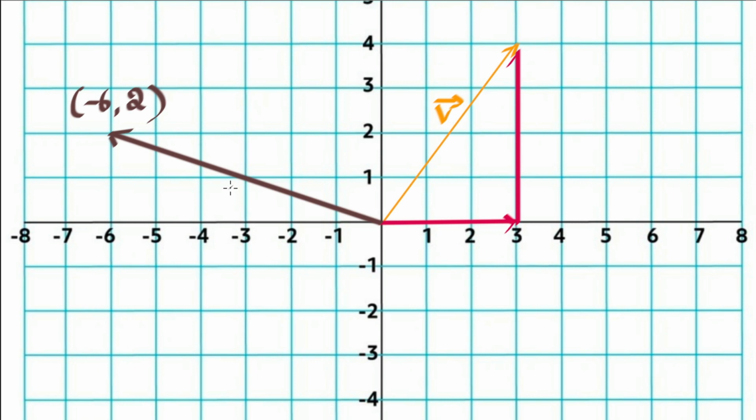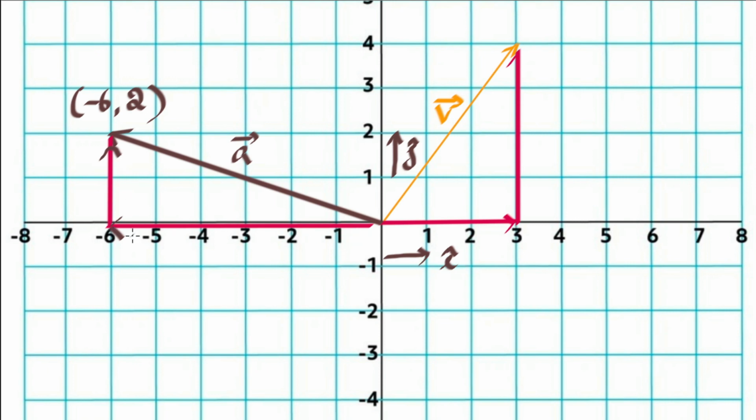Can I write this vector in terms of i cap and j cap? Remember, i cap is a unit vector pointing in that direction, and j cap is a unit vector pointing in that direction. So to that end, let's drop perpendiculars. I drop this perpendicular here onto the x-axis and draw this line here. So you can see that our vector, what shall we call it? We'll call it A. A can be thought of as this vector to the left plus that vector going up.